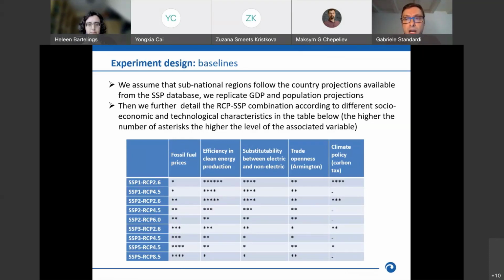So, for example, the fossil fuel prices, the efficiency in clean energy production, the substitutability between electric and non-electric, and also trade openness, which turns out to be a very important assumption, as we will see. Especially here, we assume that in SSP3 there is limited trade openness. And then, of course, in some combinations, for example, those with RCP 2.6, we implement some simple climate policy in the form of a uniform global carbon tax.